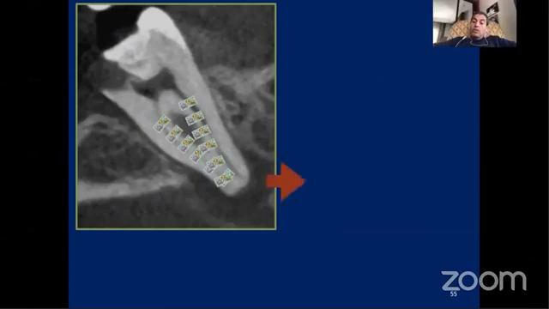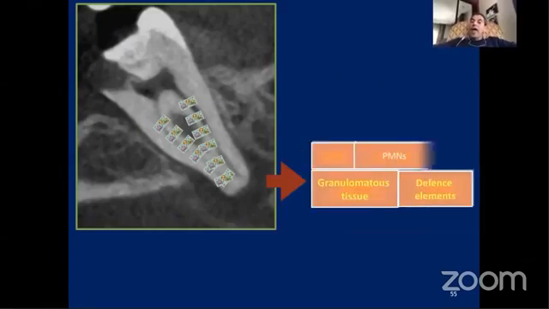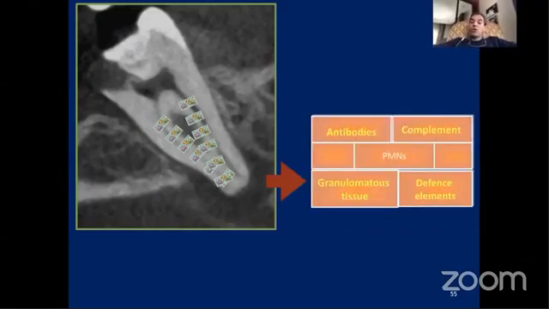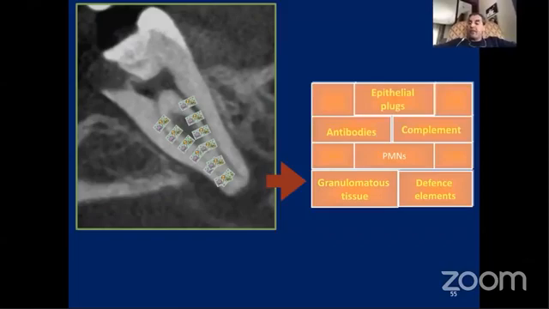resorption. And in this space, we have what? We have like a wall. And this wall is composed of granulomatous tissue, defense elements, polymorph neutrophils, antibodies, complement system, epithelial cells. This wall is built by the body to stop the invasion of microorganisms to the rest of the body.